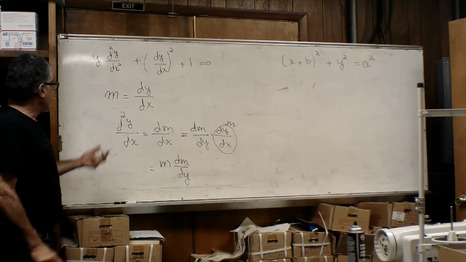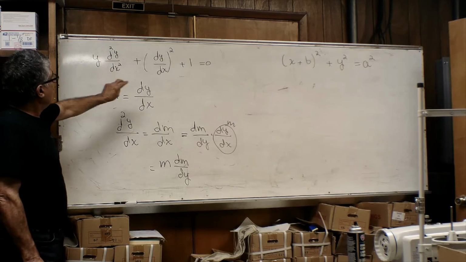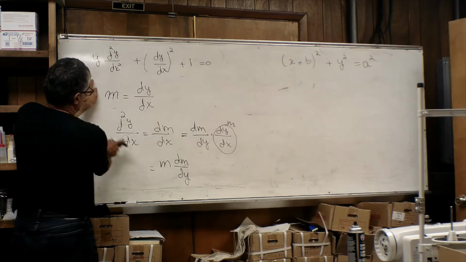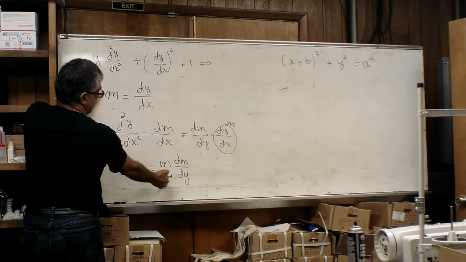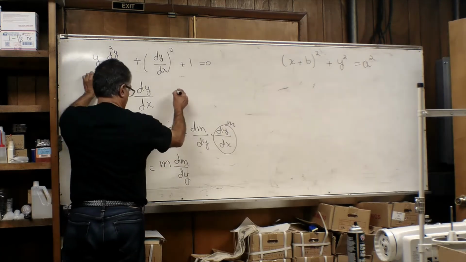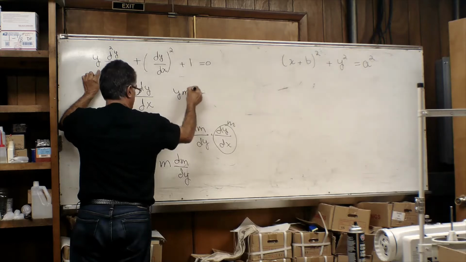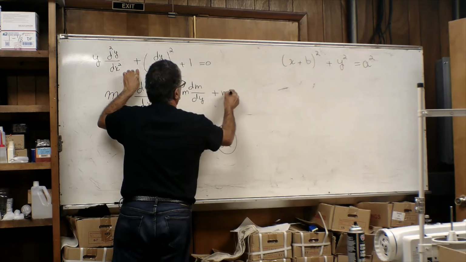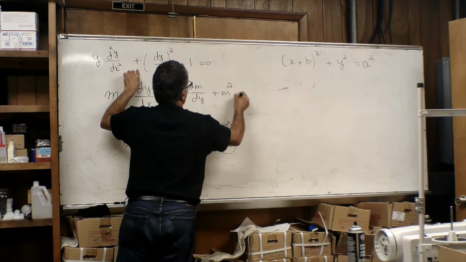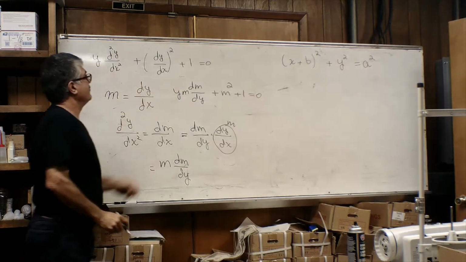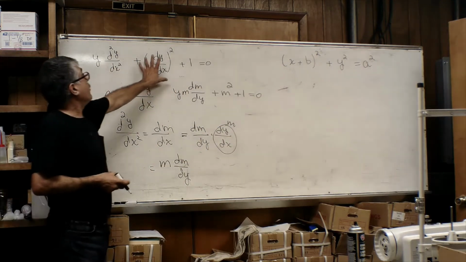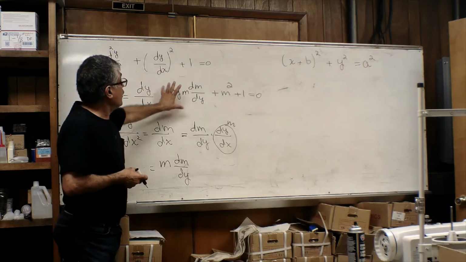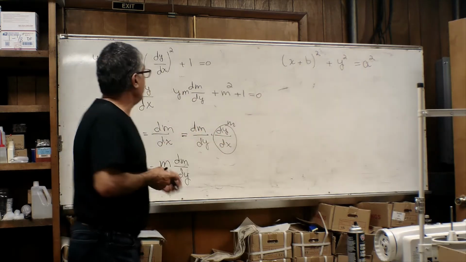Now that we have the values for the second derivative and the first derivative, let's plug them into this formula. d2y dx2 is that, so multiplied by y, we are going to have y m dm dy plus m squared plus 1 is equal to 0. So now we got rid of this power term and we transformed the equation into this form. Now we can easily solve this differential equation.